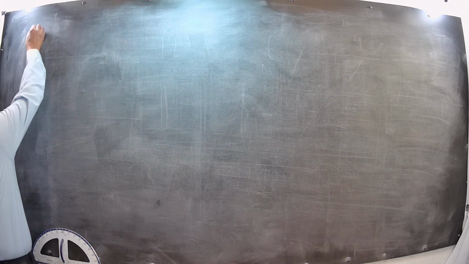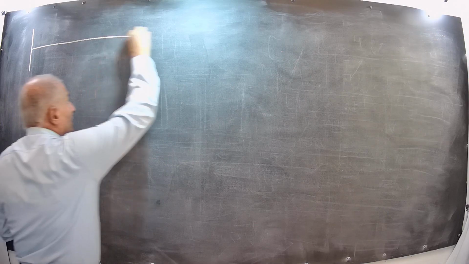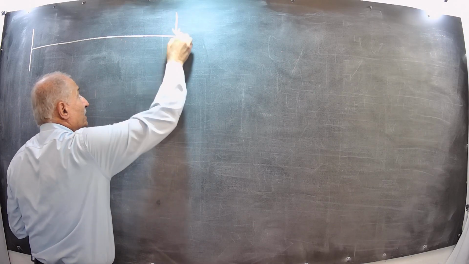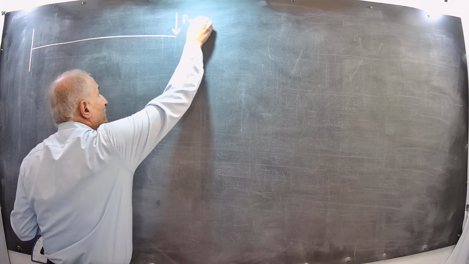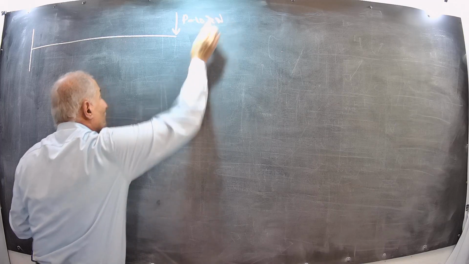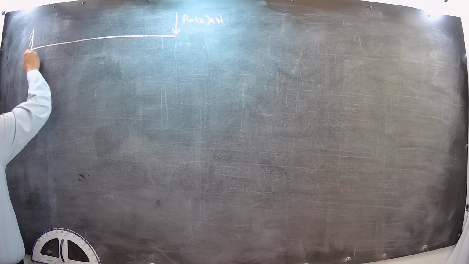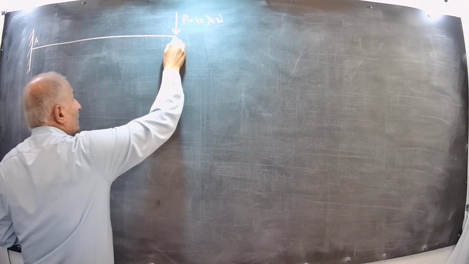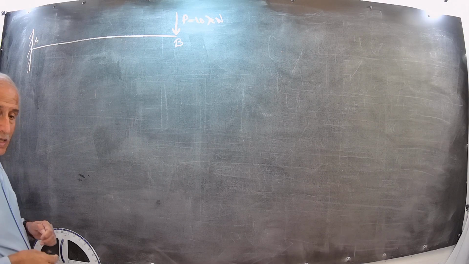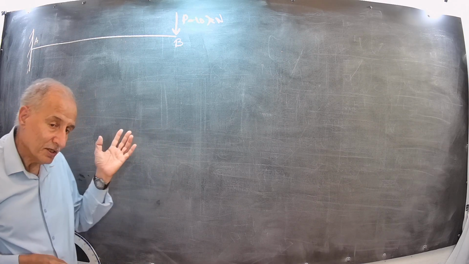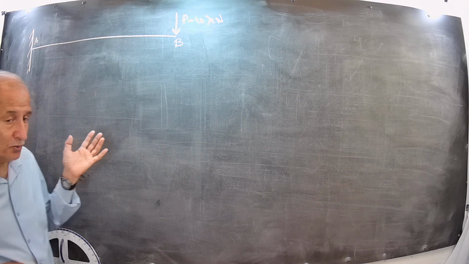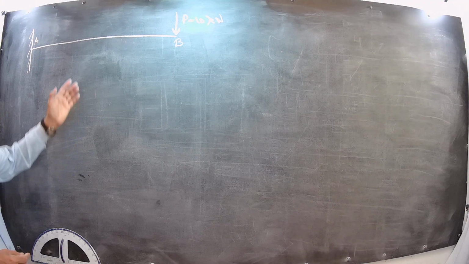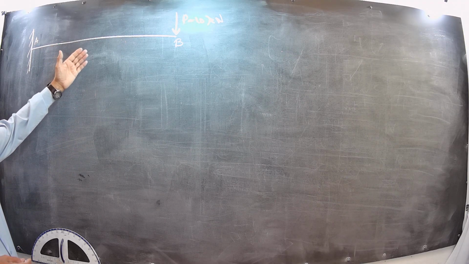Assume we have a cantilever beam under load P, which is equal to 10 kilonewtons. This end is fixed, A and B. This is like a diving board in a pool, and we want to design it.